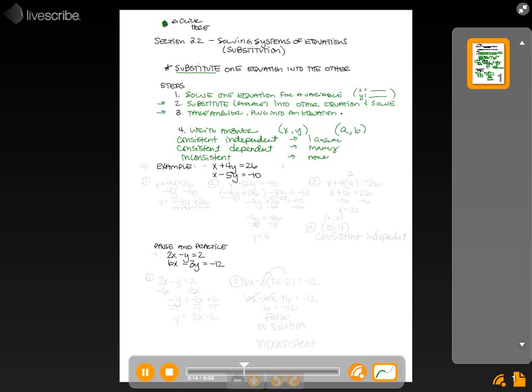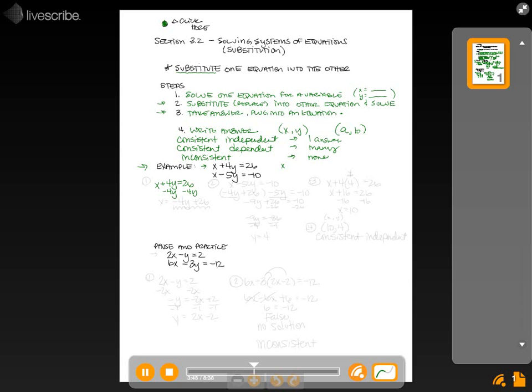Well, here's our example. We've got x plus 4y equals 26, and x minus 5y equals negative 10. So our first step is to pick an equation and solve for a variable. Now if we look at this, those x's have nothing in front of them. They're going to be the easiest variables to solve for, because all we have to do is either add or subtract the y term to the other side. I'm going to pick the first one here, and I'm going to get it so that it's x equals. So over here we've got x plus 4y equals 26. We're going to subtract 4y on both sides.